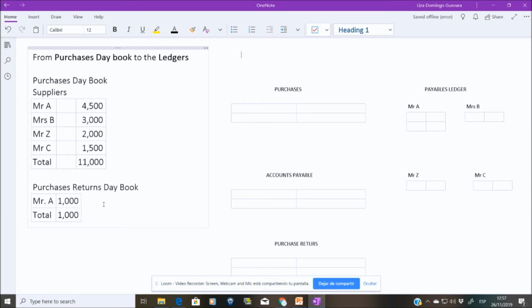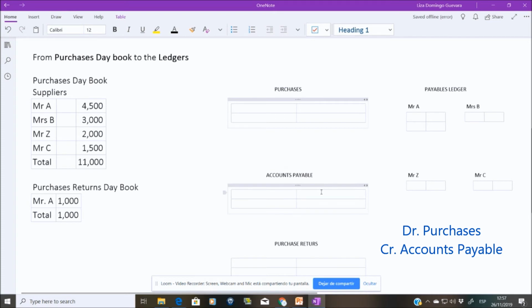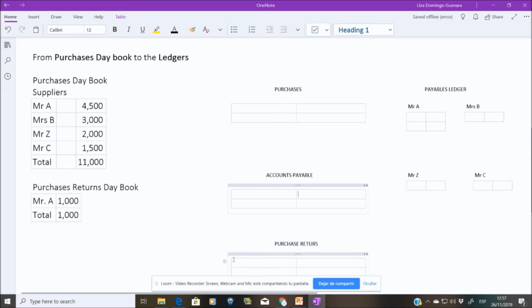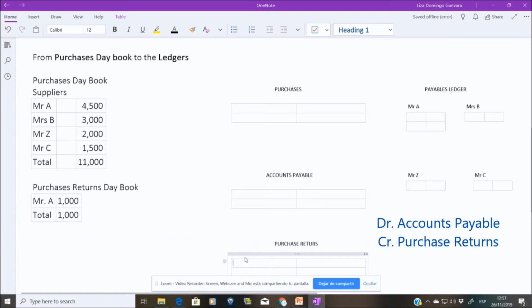So let's remember that if we purchase items on account from our suppliers, our entry would be debit purchases, and we will credit our accounts payable. And if we return some items to our suppliers, we will debit accounts payable and credit our purchase returns.